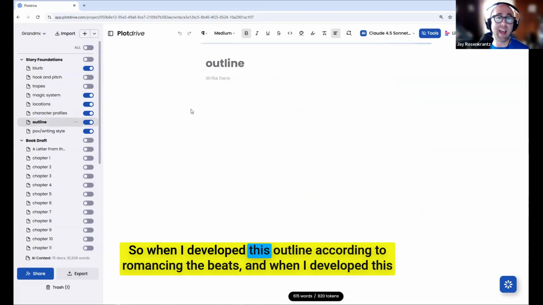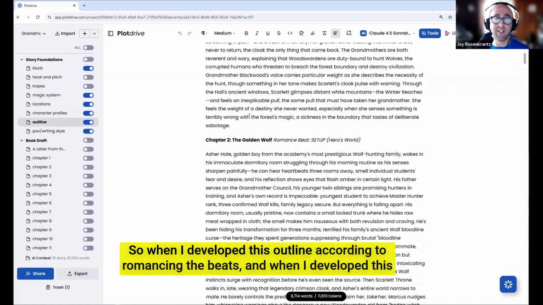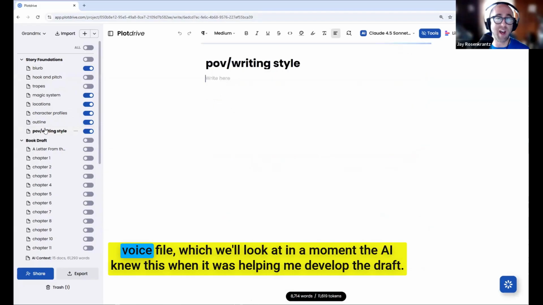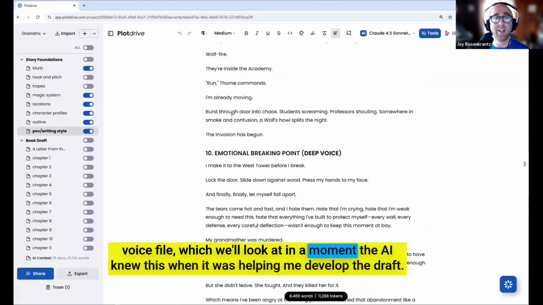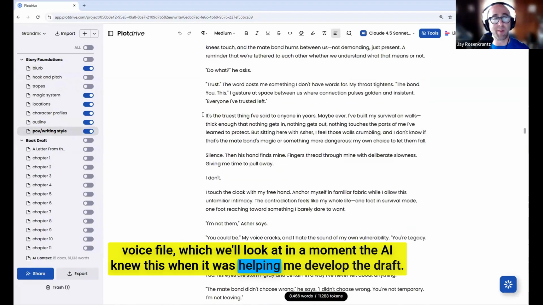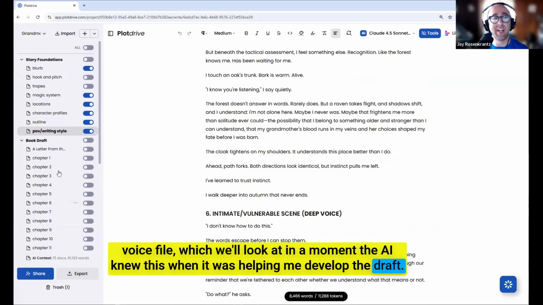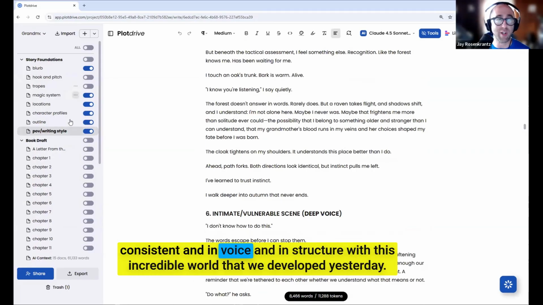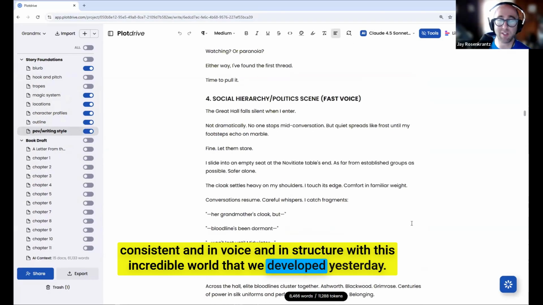So when I developed this outline, according to Romancing the Beats, and when I developed this voice file, which we'll look at in a moment, the AI knew this when it was helping me develop the draft. And so because it was toggled on, the tools knew to draw from that and help me keep things really consistent and in voice and in structure with this incredible world that we developed yesterday.